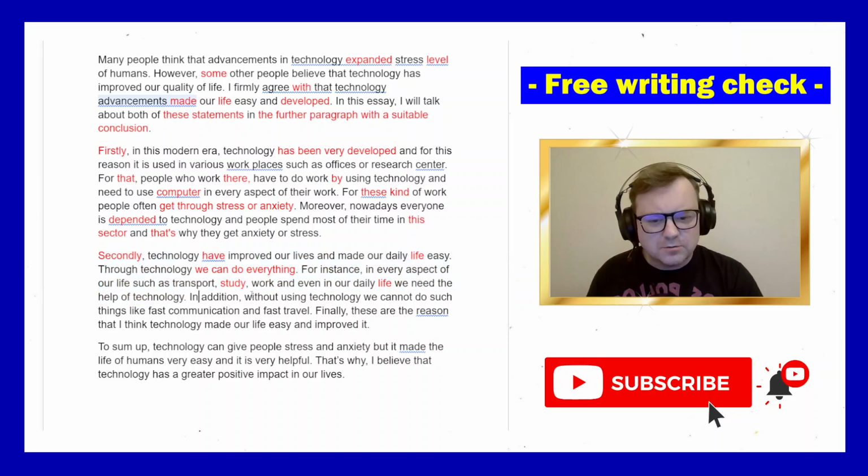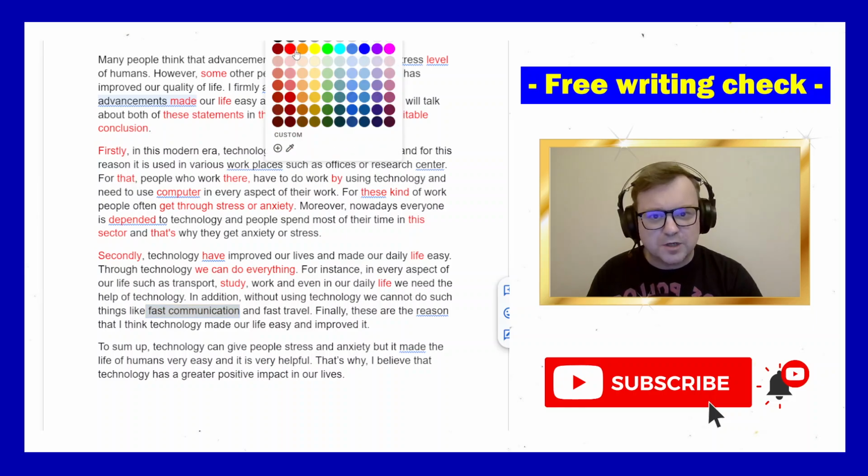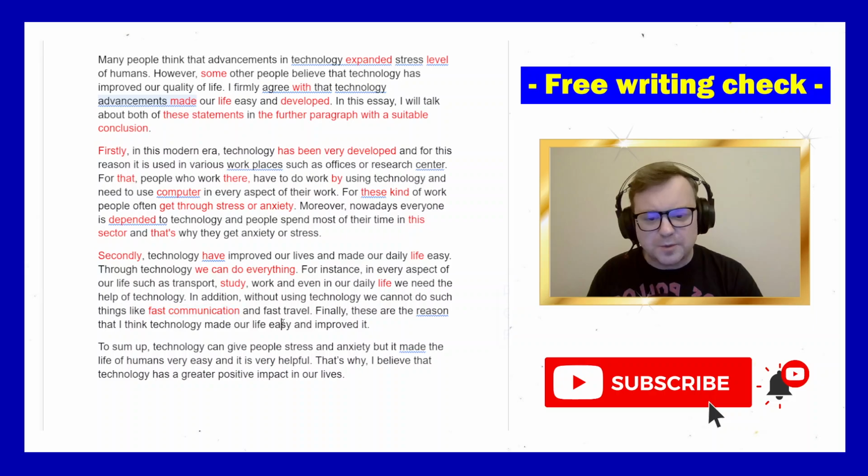"In addition, without using technology, we cannot do such things like fast communication." That's not true. We can speak to people. That's very fast communication. We don't need technology to speak to people. "And fast travel." Okay, that's true. I agree with that. "Finally, these are the reason." Again, singular, plural. "These" refers to plural nouns, but "reason" is a singular noun. This is the reason. These are the reasons.